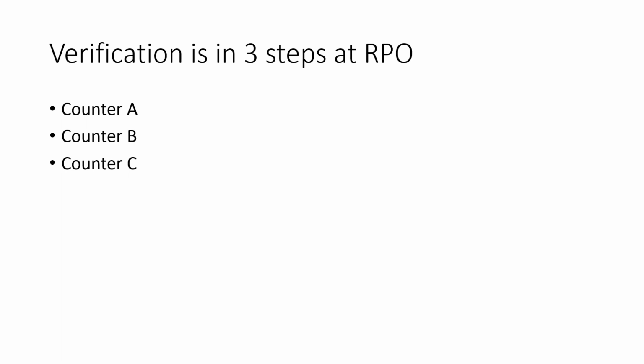How does this process work? Let me divide it into three steps, named counter A, counter B, counter C. Some of the RPOs may name them differently, or they may not have these counter names at all. That possibility is also there.